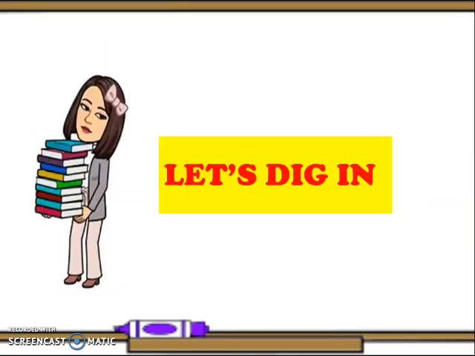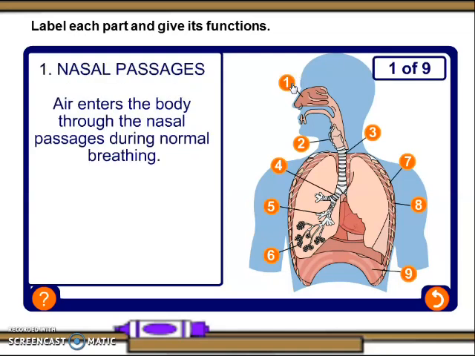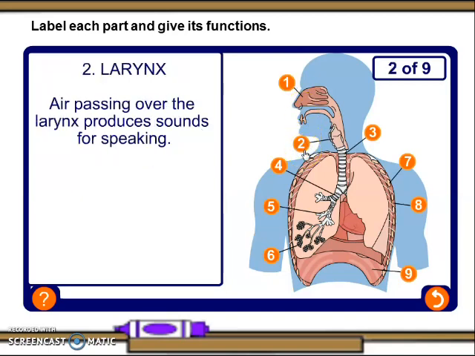Let's dig in. Label each part and give its functions. You may write your answer in your notebook. 1. Nasal passages or nasal cavity. Air enters the body through the nasal passages during normal breathing. 2. Larynx. Air passing over the larynx produces sounds for speaking.